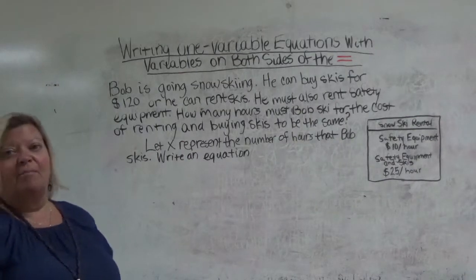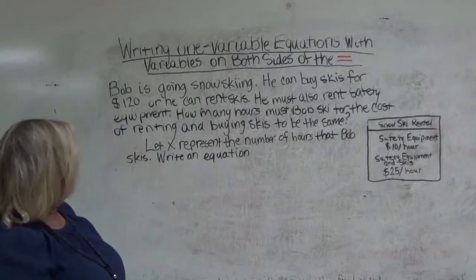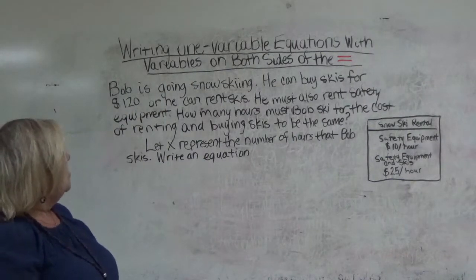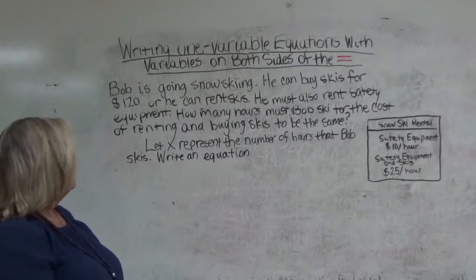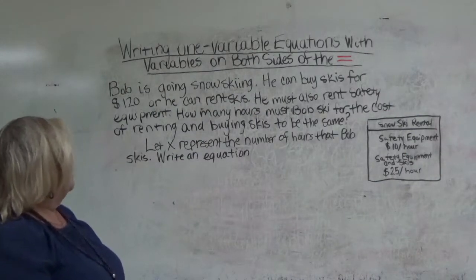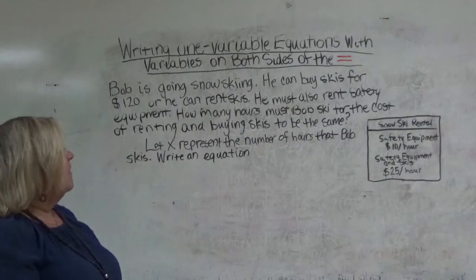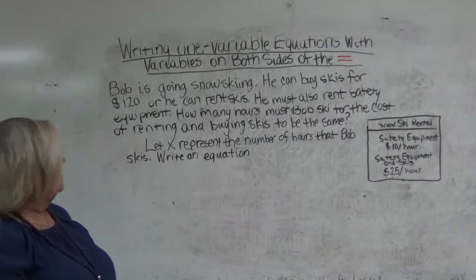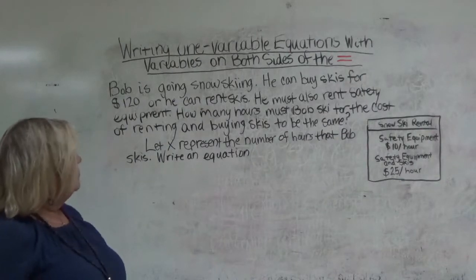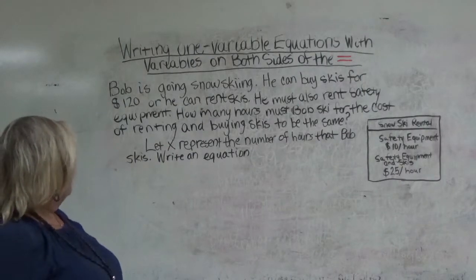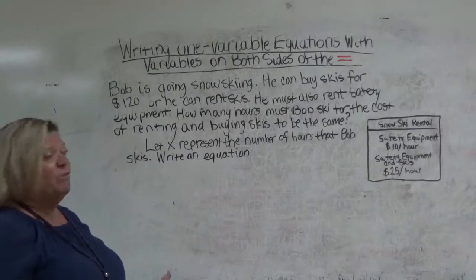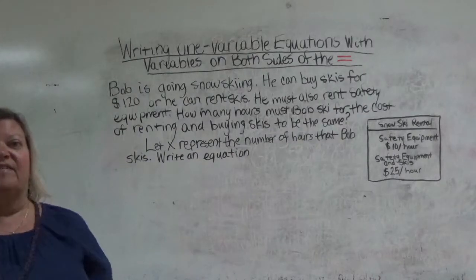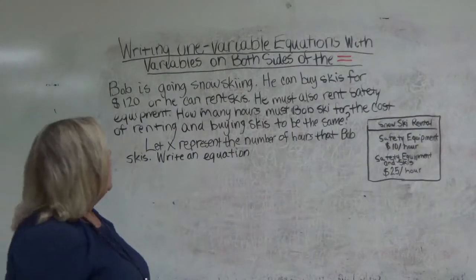This one's about Bob going snow skiing. Bob is going snow skiing. He can buy skis for $120 or he can rent skis. He must also rent safety equipment. How many hours must Bob ski for the cost of renting and buying skis to be the same? Let X represent the number of hours that Bob skis. Write an equation. Well, we don't know how many hours he needs to ski for the ski rental and the ski purchase to be the same.